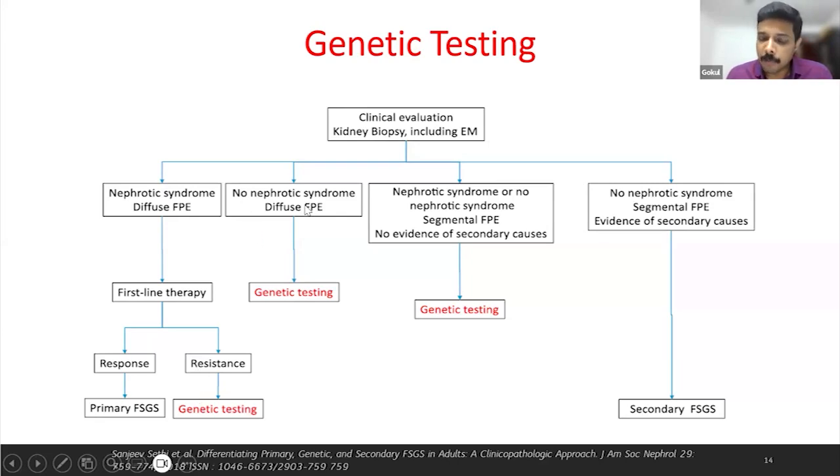But if there is no nephrotic syndrome, but electron microscopy shows diffuse foot process effacement, in that case also, it is likely to be a genetic variant.